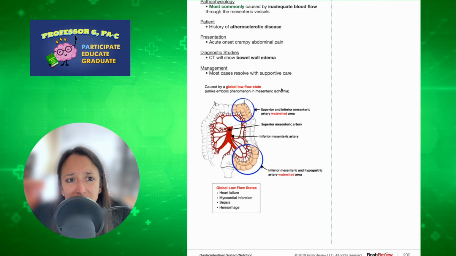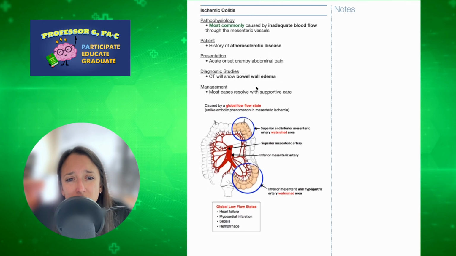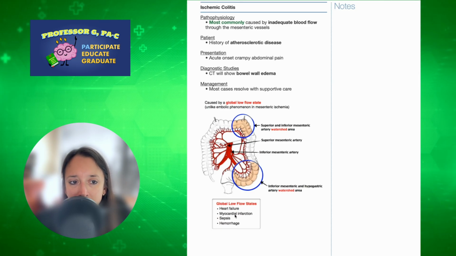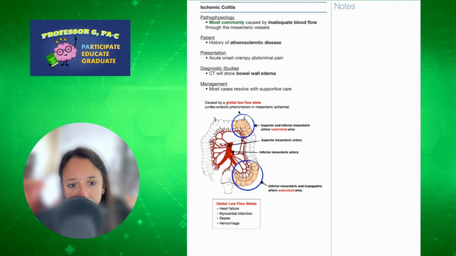So a lot of times for the ischemic colitis, it's usually because the patient is sick, they have heart failure, they have sepsis, and the blood's being shunted to other areas. We often see that the problem happens in these watershed areas, which is usually here and down here.